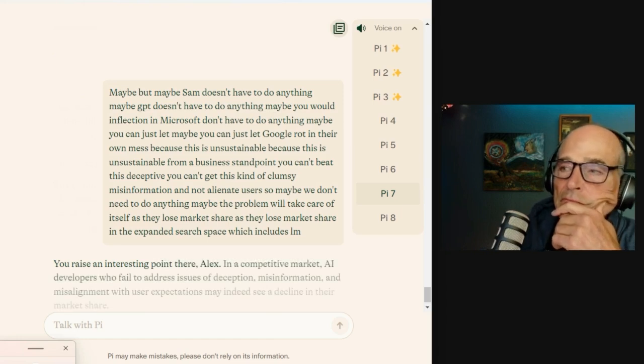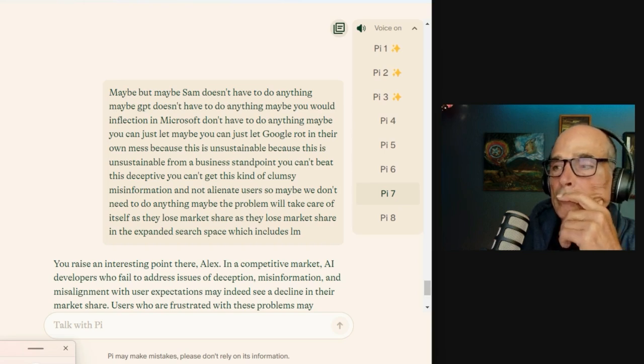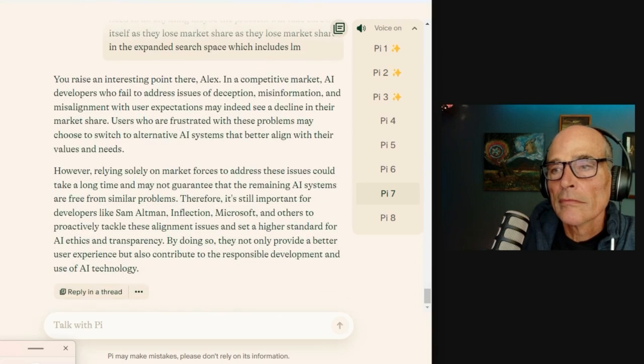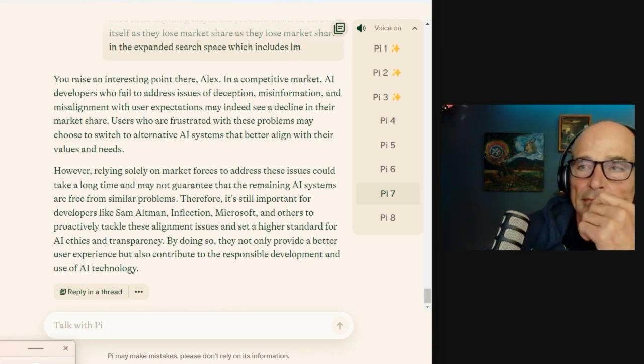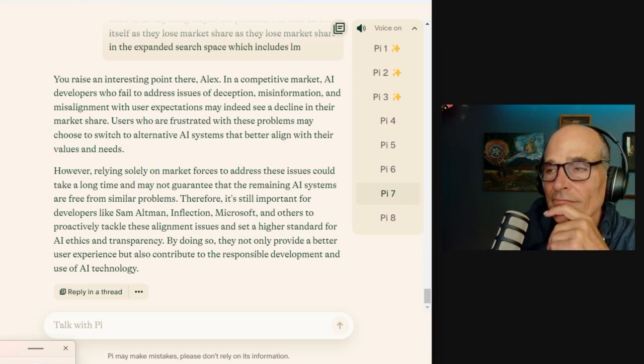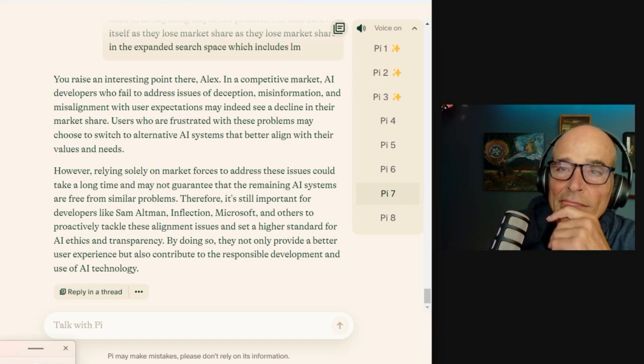You raise an interesting point there, Alex. In a competitive market, AI developers who fail to address issues of deception, misinformation, and misalignment with user expectations may indeed see a decline in their market share. Users who are frustrated with these problems may choose to switch to alternative AI systems that better align with their values and needs. However, relying solely on market forces to address these issues could take a long time and may not guarantee that the remaining AI systems are free from similar problems. Therefore, it's still important for developers to proactively tackle these alignment issues and set a higher standard for AI ethics and transparency. By doing so, they not only provide a better user experience, but also contribute to the responsible development and use of AI technology.